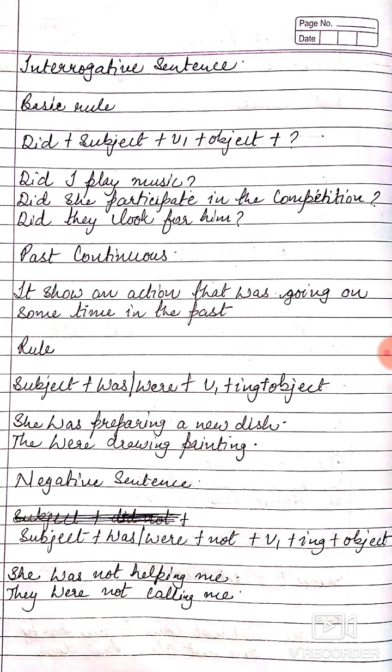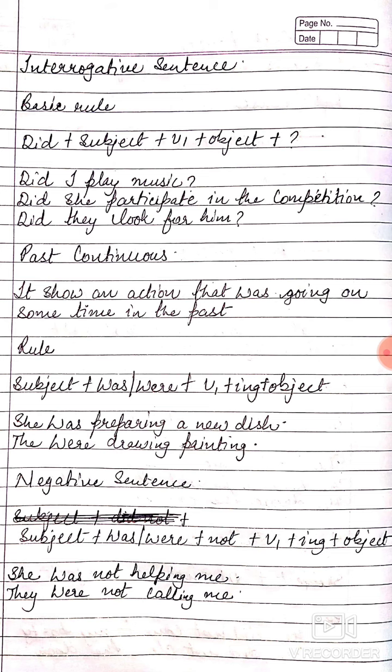It should be they instead of the. It should be they. Okay, so they were drawing a painting. Now let's learn how to form a negative sentence. What basic rule you need to follow while forming a negative sentence in past continuous tense?